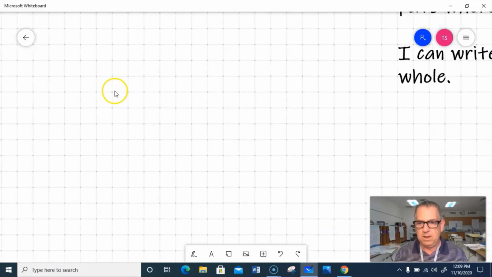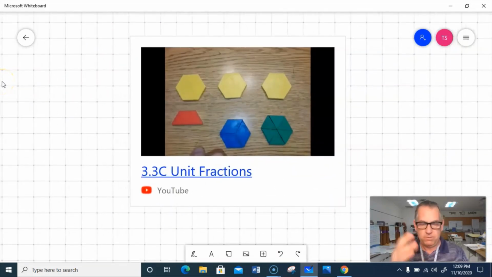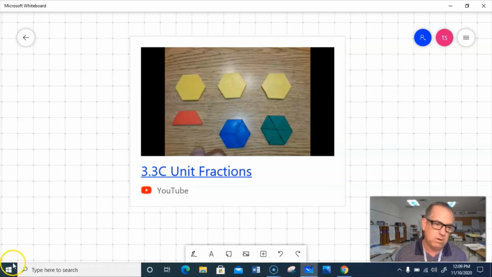I've got a video right here that I made talking about unit fractions, where we used some of these pattern blocks to give examples of what unit fractions are. So let's get ready and watch this video.